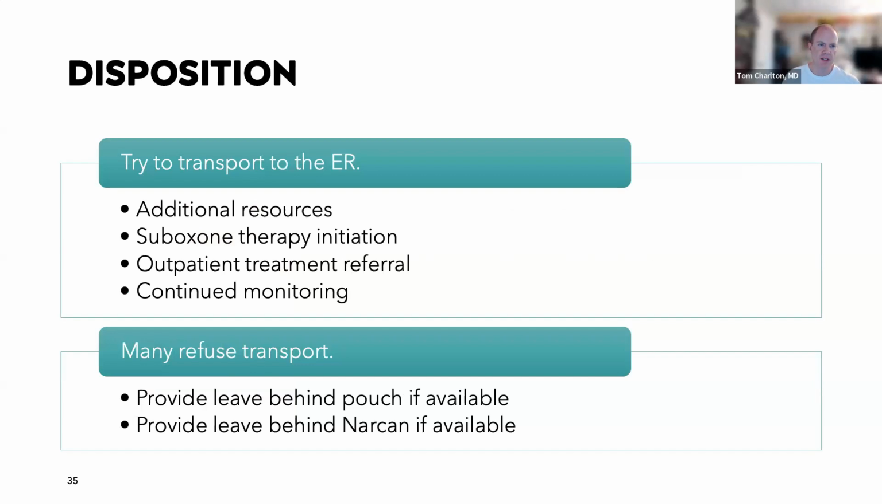So the disposition is, we really want to try and get these patients to go to the emergency department if we can, because the emergency department is supposed to have additional resources. Many of the ERs around here can even start patients on Suboxone therapy and get them referred into outpatient treatment. It's not great yet, and it really is dependent on who's working, what day of the week it is, how busy the emergency department is, et cetera.